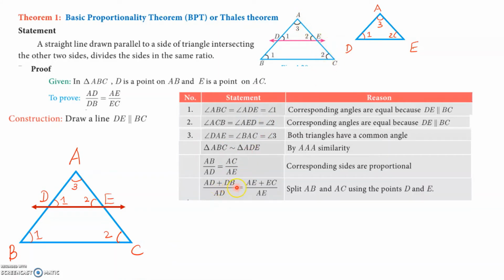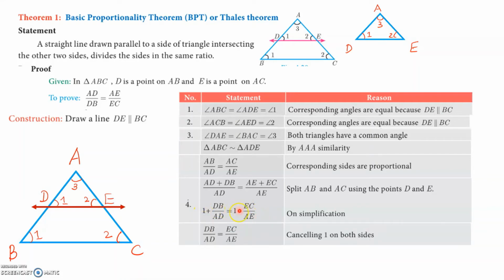So let's do that. Let's bring AD separately to the numerator. So you will get AD by AD plus DB by AD, and AD by AD will become 1. Similarly here, by expanding our AC as AE plus EC, and taking the denominator separately for each numerator, this AE by AE will become 1. So it's 1 plus DB by AD is equal to 1 plus EC by AE, right? So further, we can remove this 1 and 1.